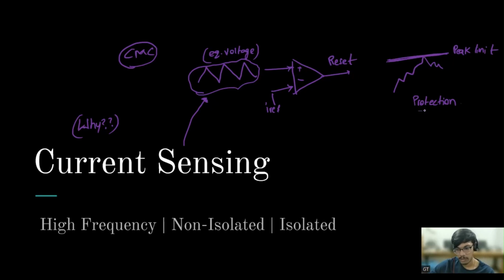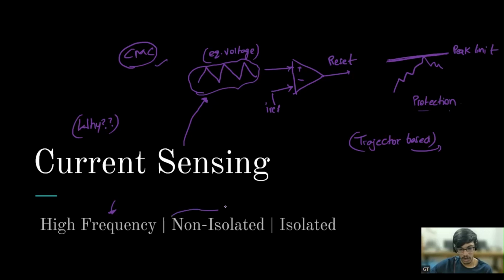So for that protection purpose and in current mode control, and we have discussed trajectory based control last week, where we are shaping the inductor current, we need the inductor current information as well. So in advanced control architectures also, we might be using inductor current. For all those purposes, we need the inductor current sensing. And we need high frequency because we are operating at high frequency. We need the ripple information because when we are comparing, we need the ripple information as well.